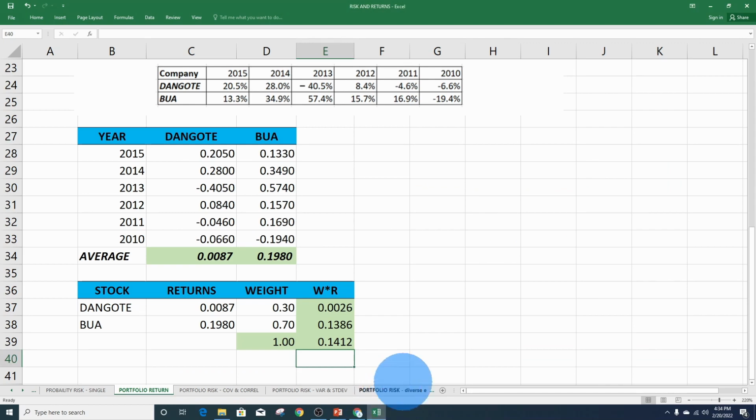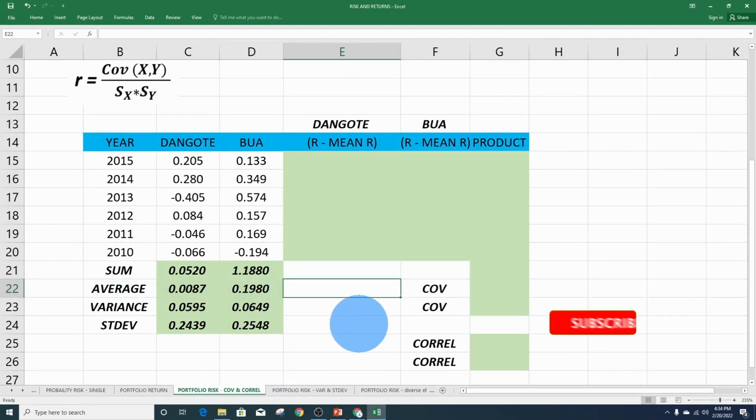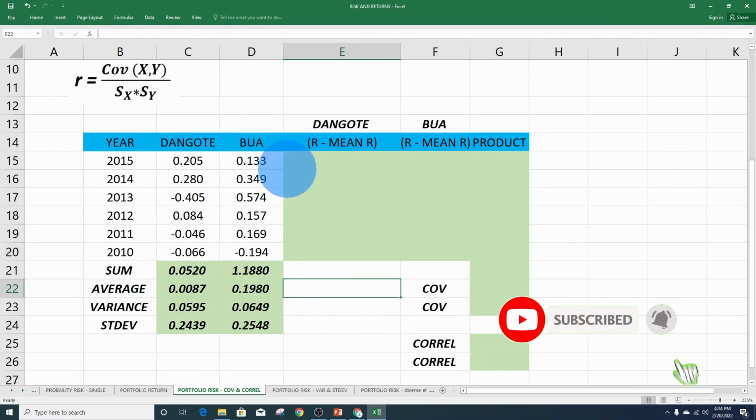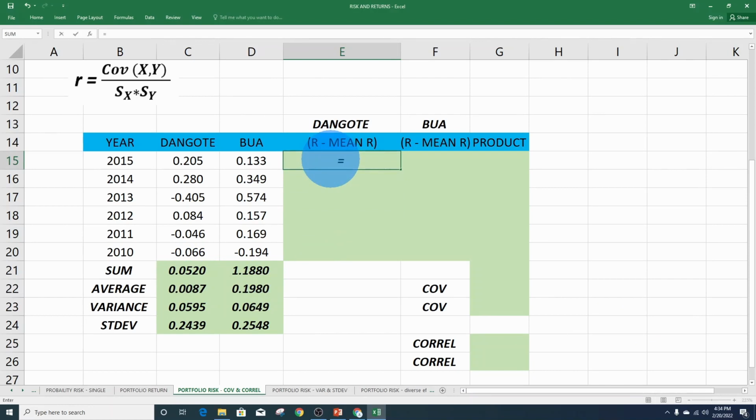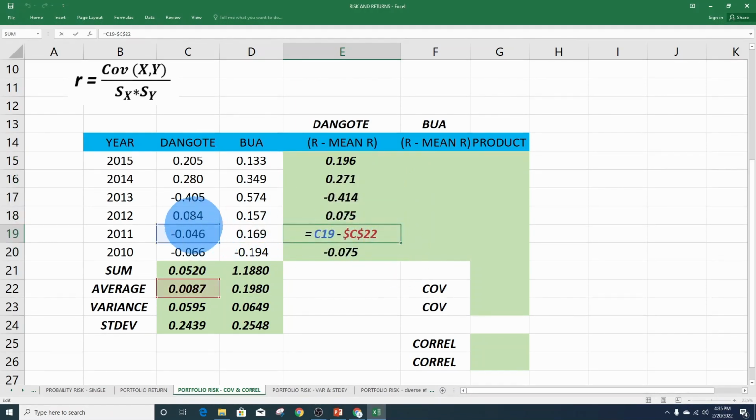So let's go to our Excel and see how these computations are made. If we come here, we can see the averages we got earlier are these. The average we got earlier for Dangote is this, for BUA is this. For each of them, you subtract those averages from the returns. So this is equal to this minus the average. We are going to lock it, since we will copy it down, F4 to lock it. That puts this dollar sign, enter. So we have this value, and we are going to copy it down. So this is the value. You can see this minus this.